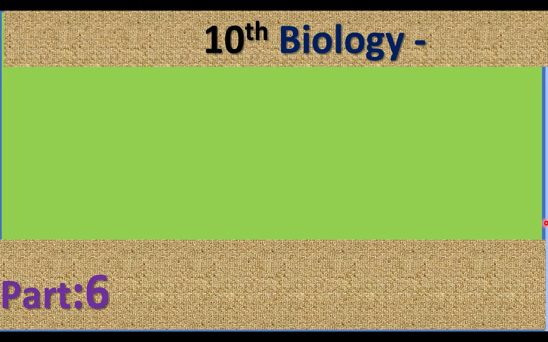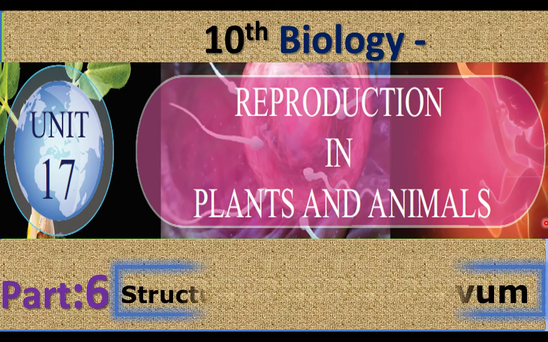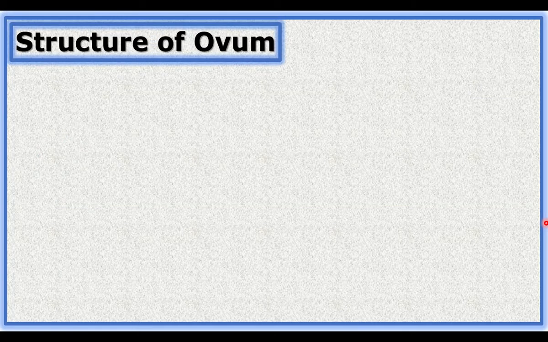10th Biology, Unit 17, Reproduction in Plants and Animals. In this part, we are going to learn the structure of sperm and ovum. Ovum is a female gamete. Ovum is produced by the ovaries. One ovum is produced by an ovary in a month.